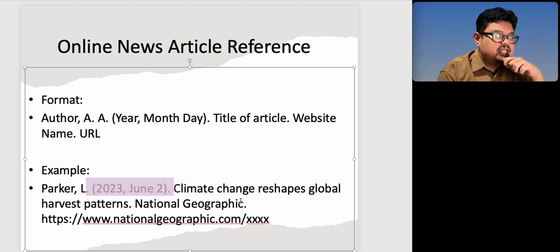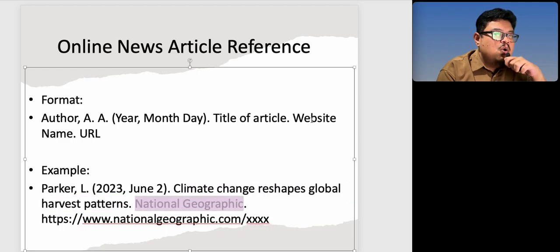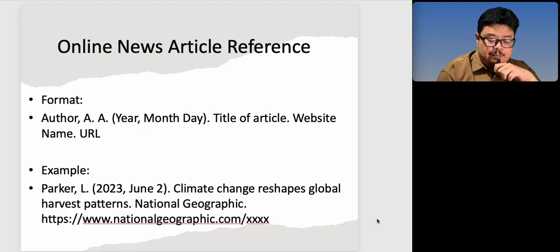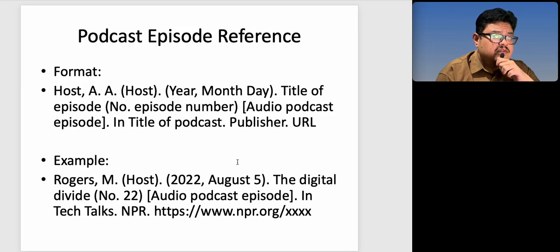Climate change reshapes global harvest patterns, right? So this is the title of the article. National Geographic is the website name, and we put the URL, where we get our article from. And if it is an online magazine article, this is the format. Okay, you can look at it yourself.